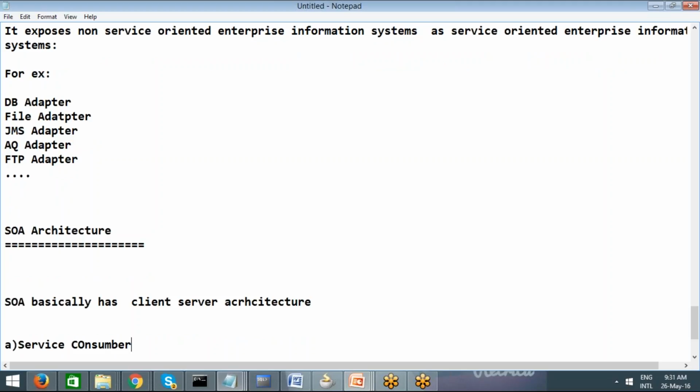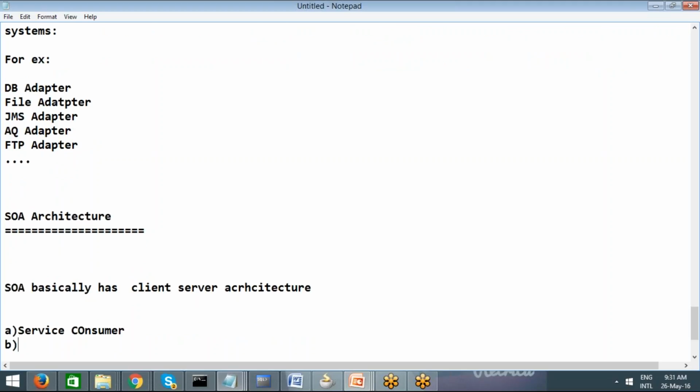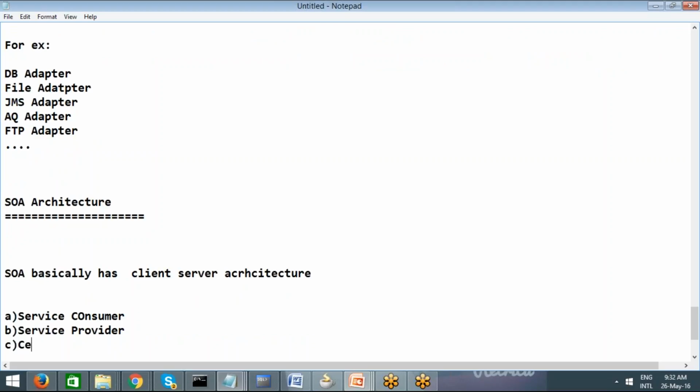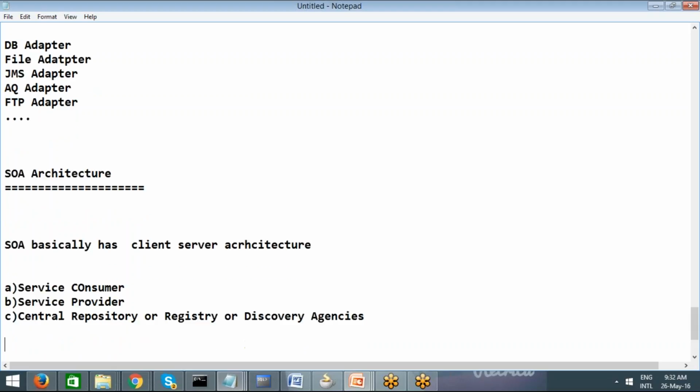Okay, so we have got service consumer, we have got service provider. These two parties will always be available in the SOA architecture. Now, these two parties basically constitute the SOA architecture. There might be one more party called the central repository, which may also be called a registry, or discovery agencies. There are different names given to this third component within the SOA architecture.